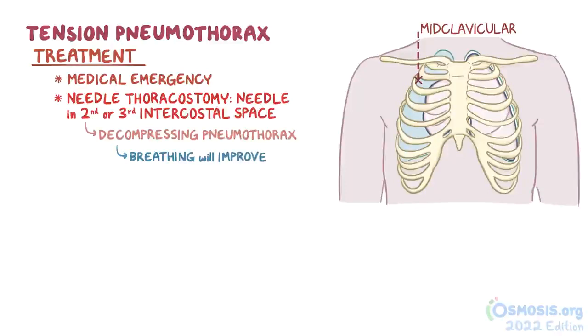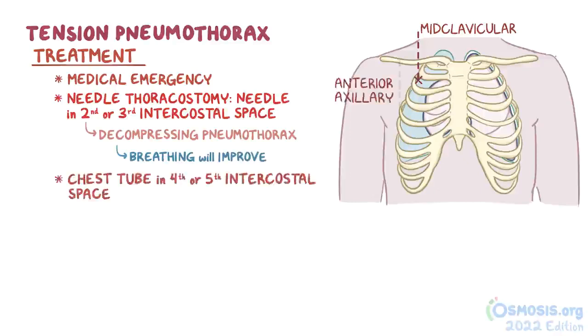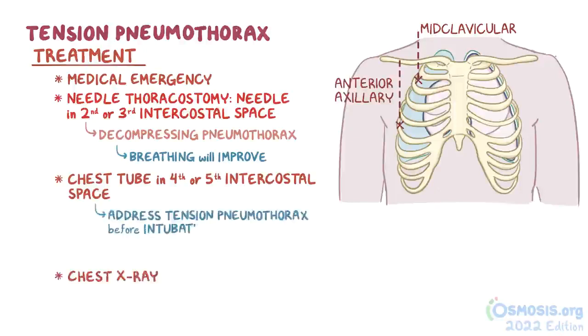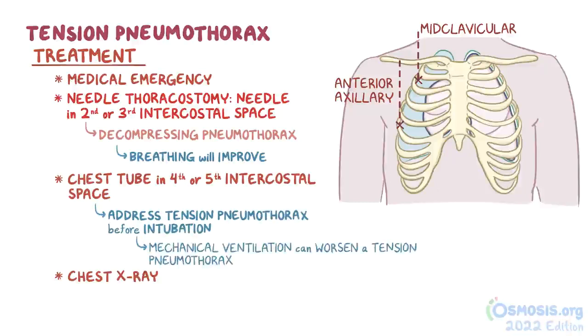It's usually pretty dramatic. Following decompression, a chest tube is inserted in the fourth or fifth intercostal space along the anterior axillary line. Now that the patient is properly breathing, you can breathe too, and get that chest X-ray. It's also important to address the tension pneumothorax before intubation, and that's because mechanical ventilation can worsen a tension pneumothorax. That's because you're supplying air that's under positive pressure, basically adding fuel to the fire.